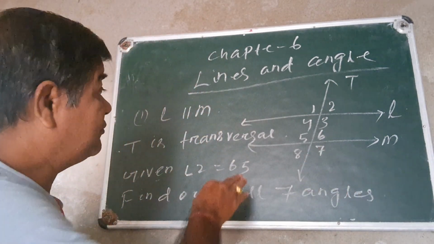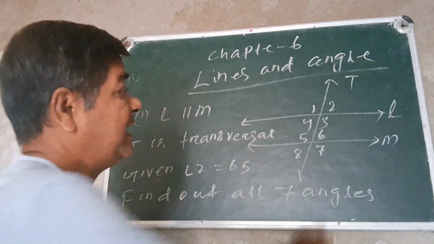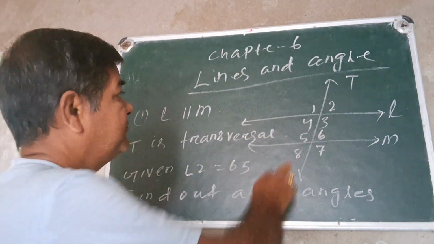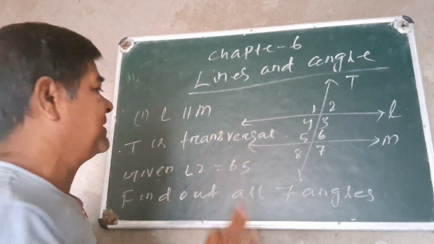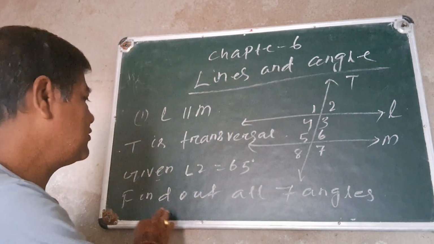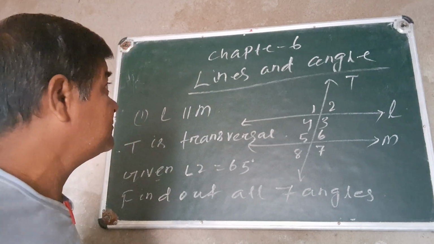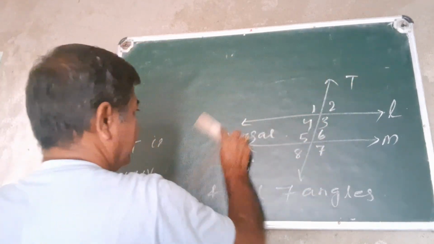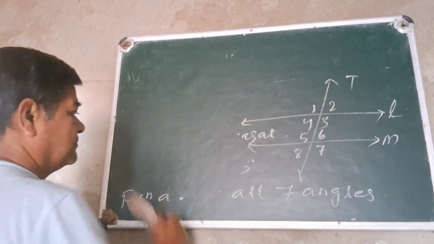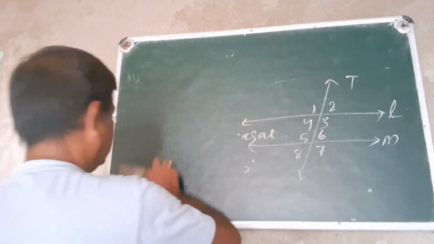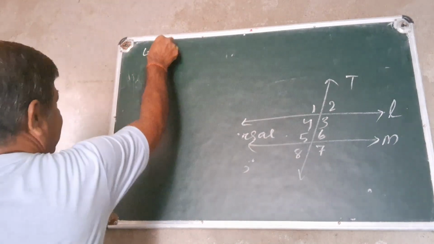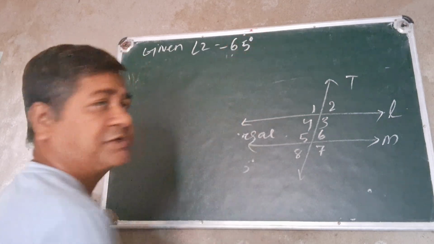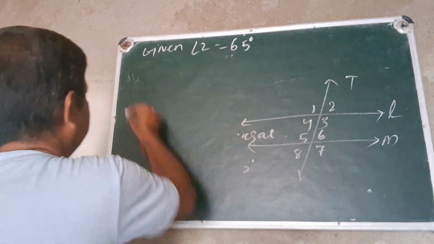Dear students, now we are going to find out all 7 angles. L is parallel to M, T is a transversal. There are 8 angles, but angle 2 is given as 65 degrees. How can we find out? Given angle 2 equal to 65 degrees.